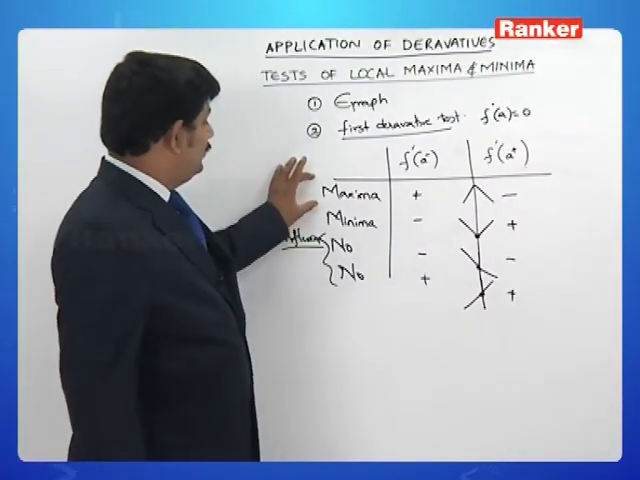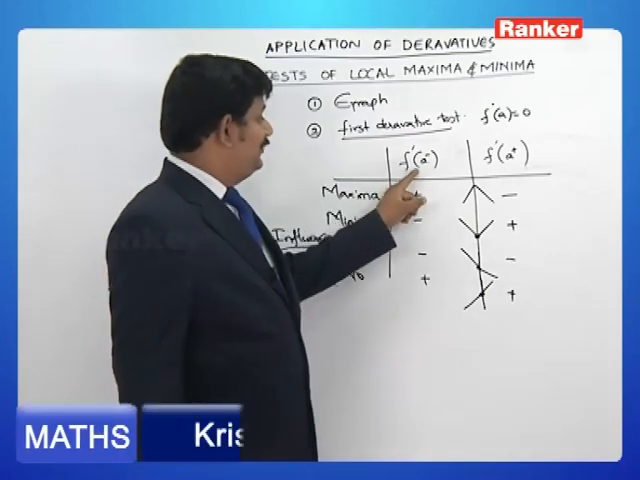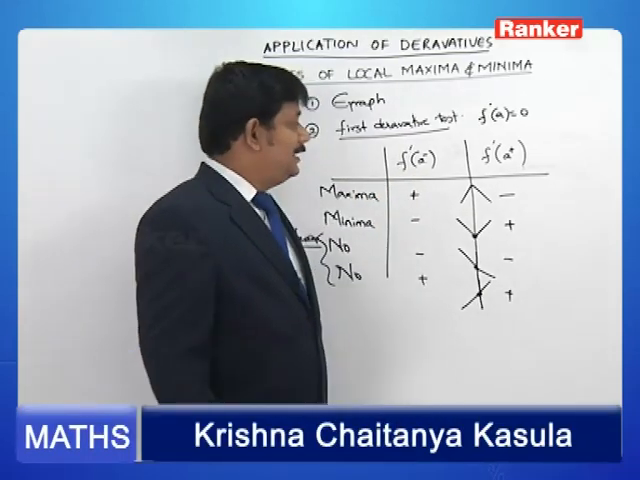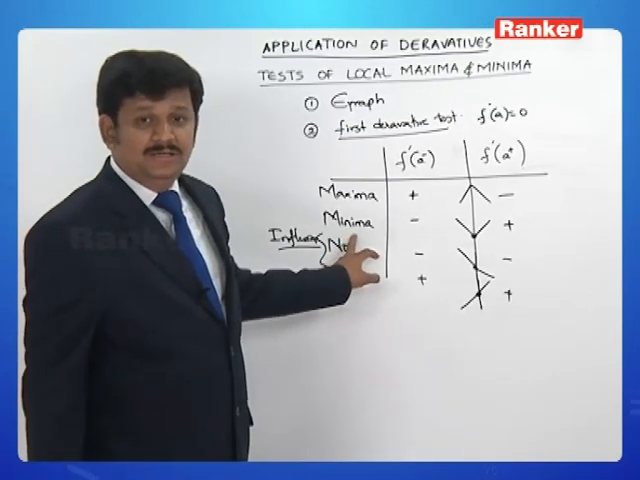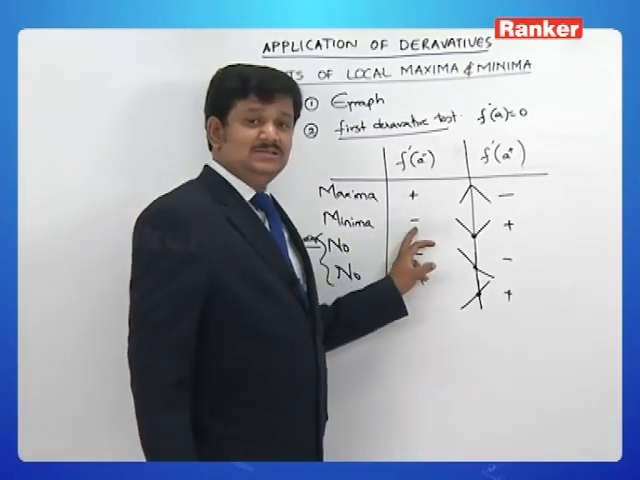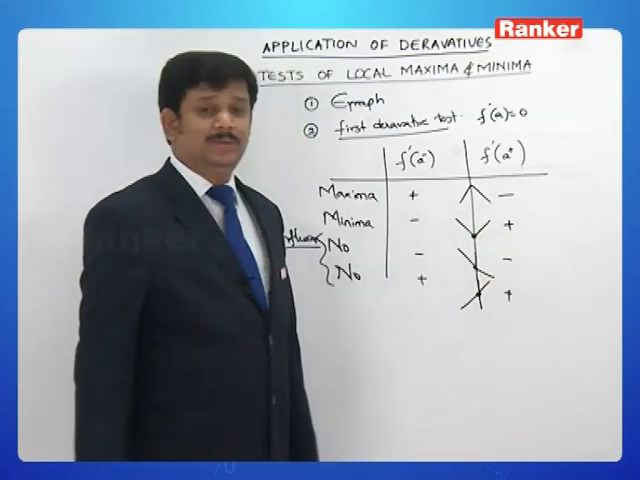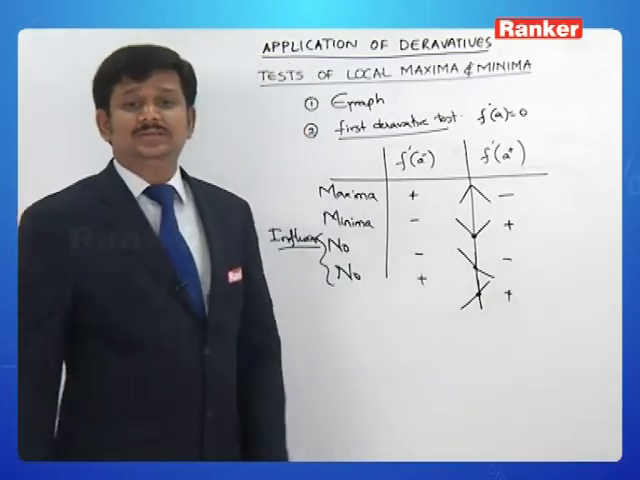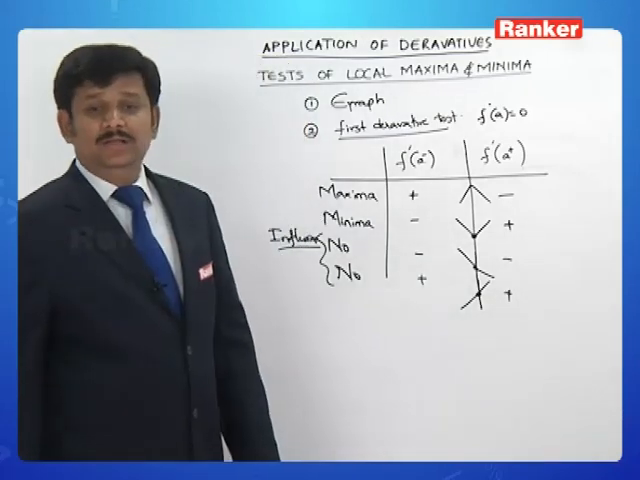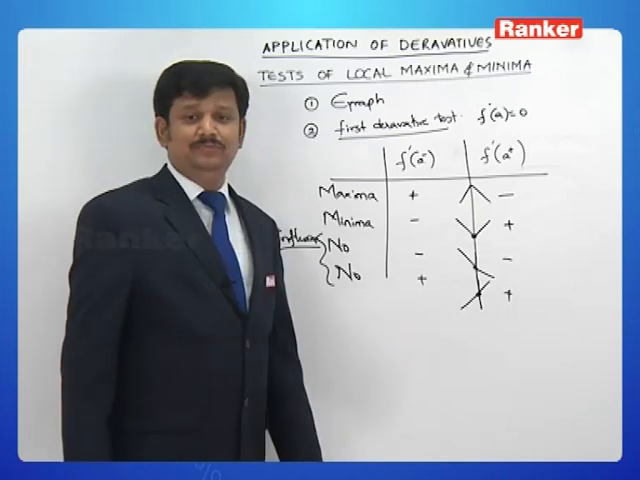So we have a local maxima when f dash of A minus is positive and f dash of A plus is negative. We have a minima at a critical point A if f dash of A minus is negative and f dash of A plus is positive, and in the case where both of them have the same sign, it's neither a maxima nor a minima, they fall under the case of points of inflection.